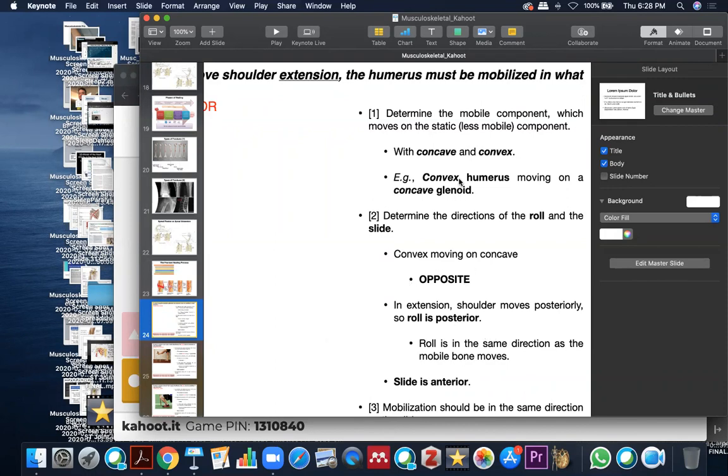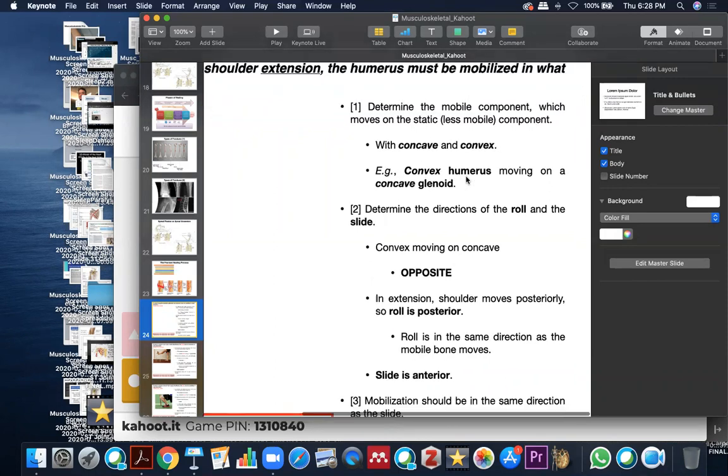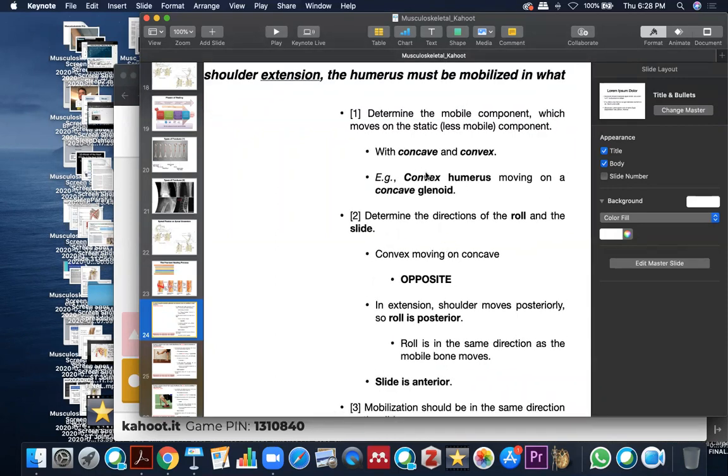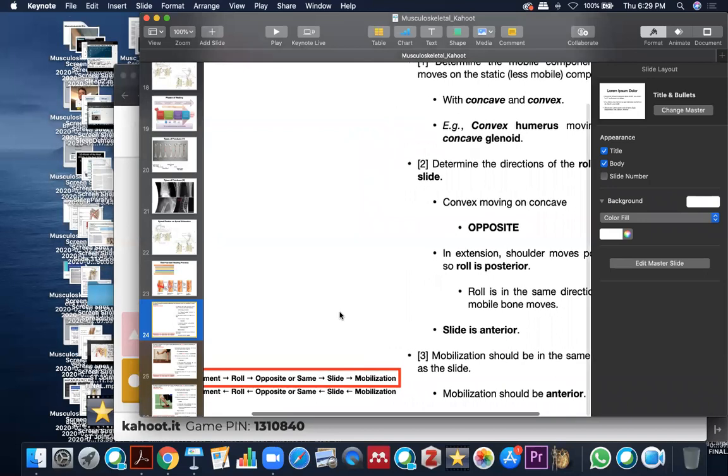Then you figure out if it's opposite or same. Remember that the humerus is convex, a big humeral head, round head, and the glenoid is concave. In this case, since the humerus is mobile, you have a convex humerus moving on a concave glenoid. So it's convex moving on concave, and that's the rule where it's opposite. So then you can come here and just fill it in.